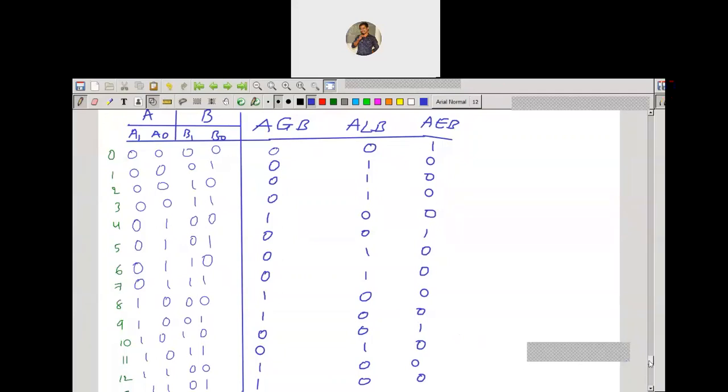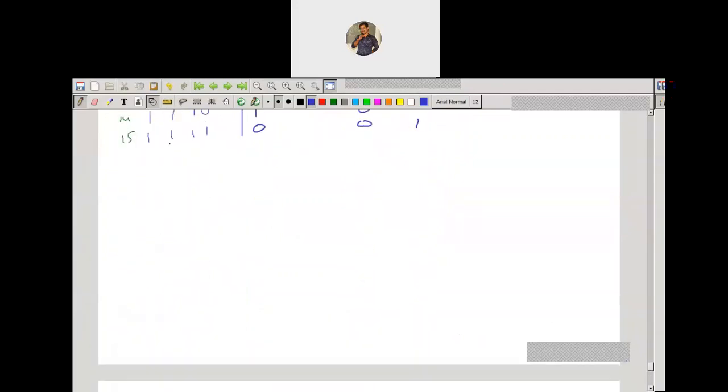Now let us go for writing the expressions. For A greater than B, you can take minterms here. I am directly writing the minterms; you can cross check after the class. I am writing the minterms here: 4, 8, 9, 12, 13, 14. This is for A more than B.